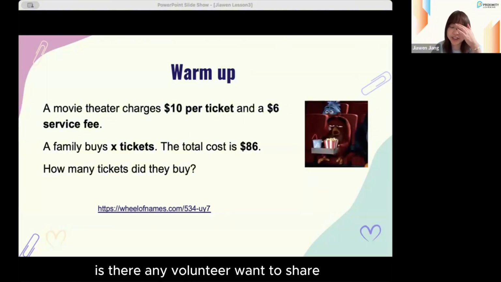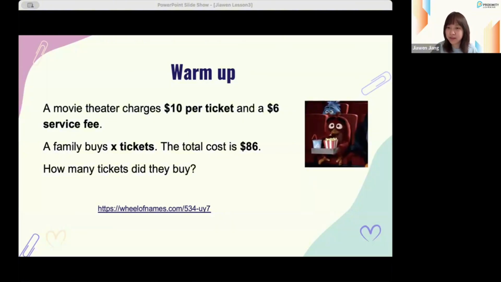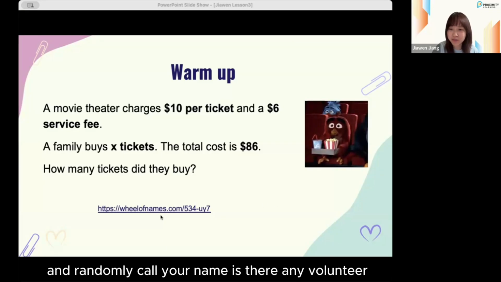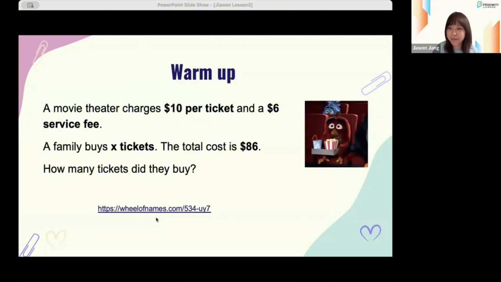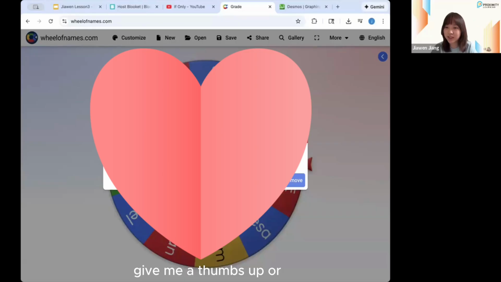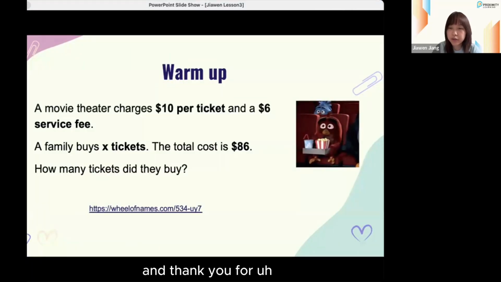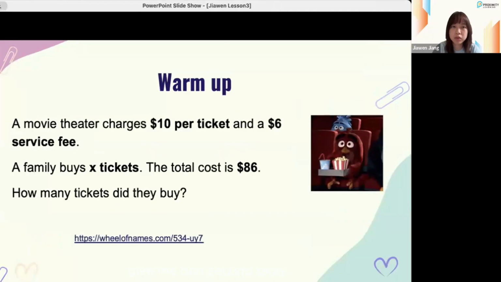Is there any volunteer who wants to share? If there's no volunteer, I'm going to use the wheel of names and randomly call your name. Is there any volunteer? Give me a thumbs up. Or can you share the answer? It's okay. Thank you for sending the answer on the chat. Let me open you. Oh, sorry, give me 1 second.